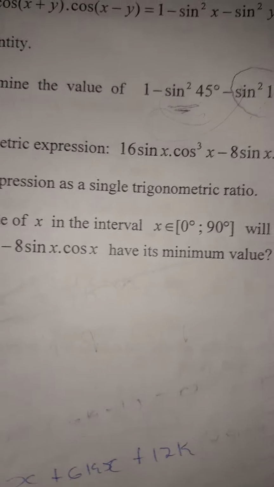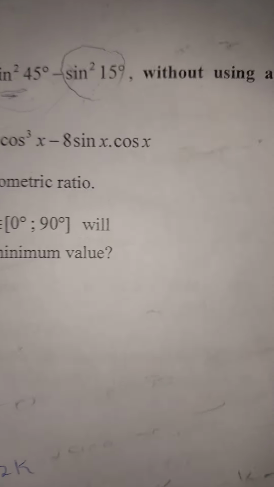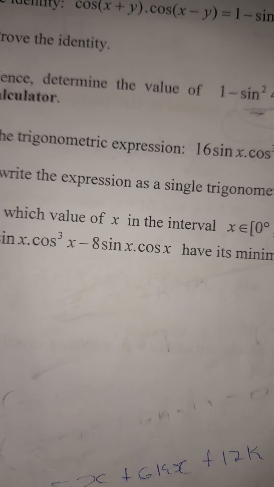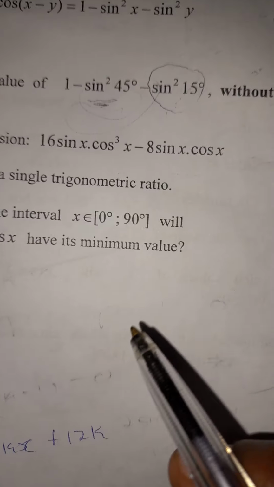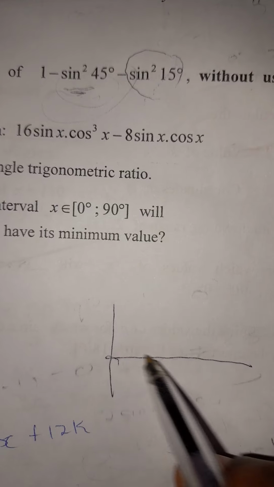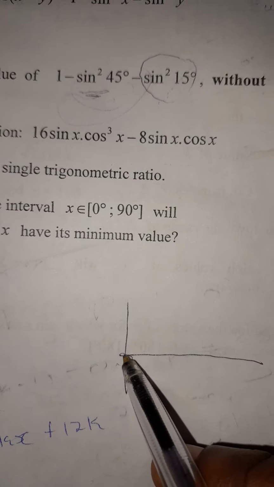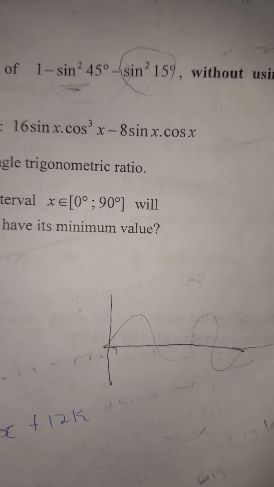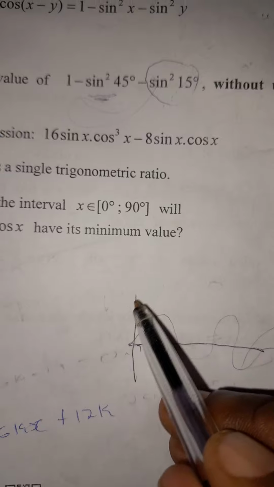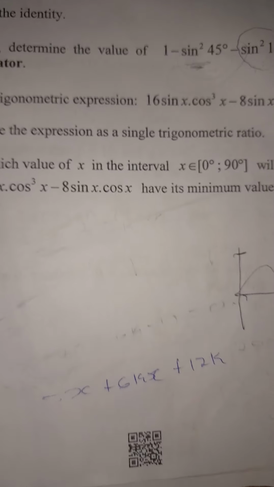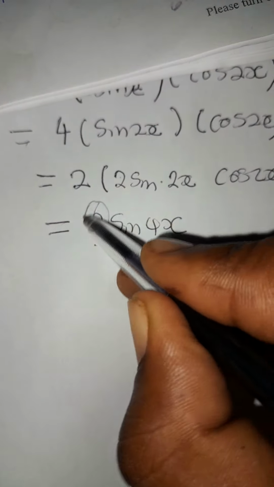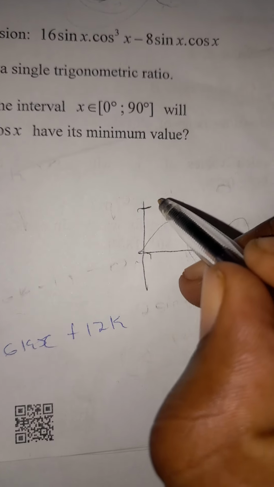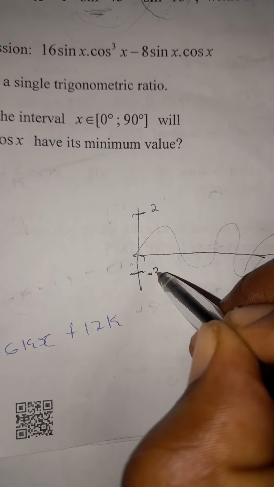Let's look at 5.5.2. For which value of x in the interval x, an element of 0 to 90, will 16 sine x cos cubed x minus 8 sine x cos x have its minimum value. So when we are supposed to draw this, remember it's 0 to 90, so it's somewhere here. Since it's a sine graph, right? But let's look at where the amplitude is going. The amplitude will be 2 in this case. So then we'll have the one that is at -2.